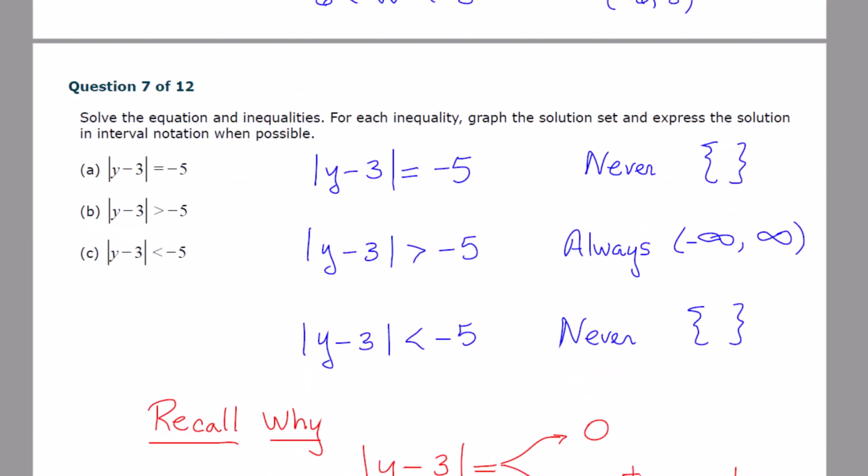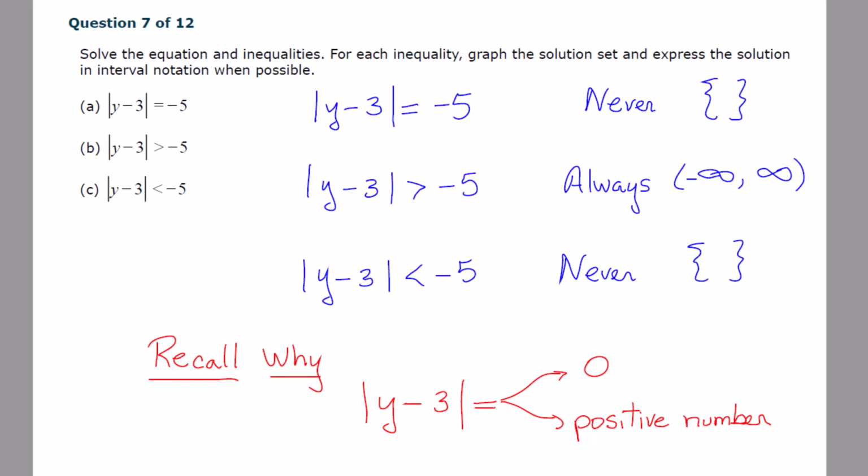All right, let's see. Question 7. All right, the very first one here. Absolute value of something equals minus 5. No, that can never happen. Doesn't matter what you put here. The absolute value is always 0 or positive.